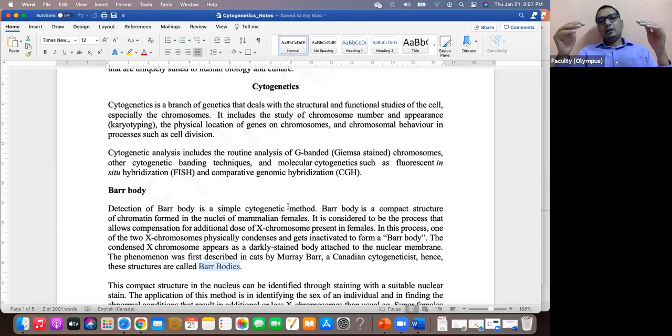But otherwise, we notice that females, although they have two X chromosomes and males have one X chromosome, more or less have similar physiological systems. So there must be something balancing this additional number of X chromosomes that females receive. For that, the bar body showed that one of the two X chromosomes received by a female gets inactivated. So of two chromosomes, one gets inactivated.